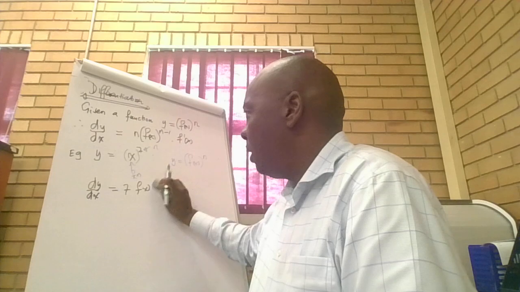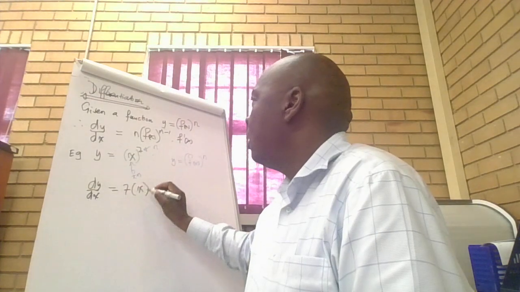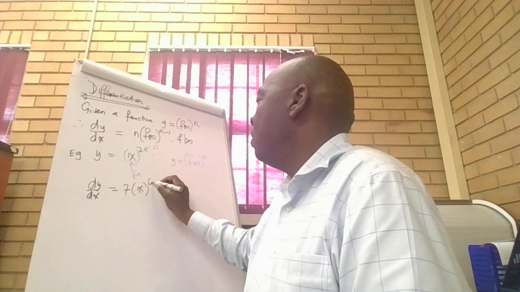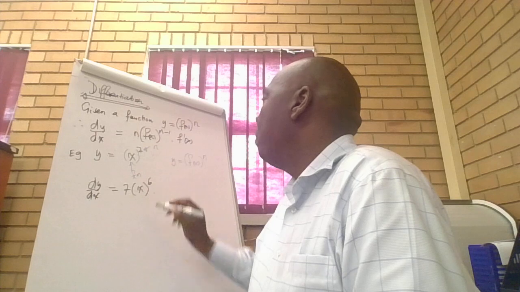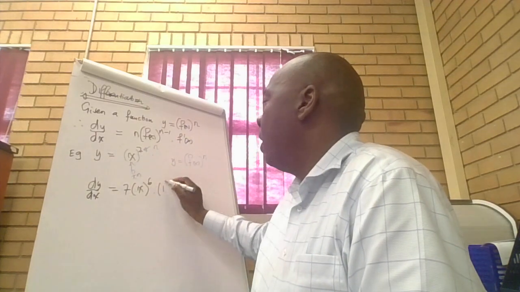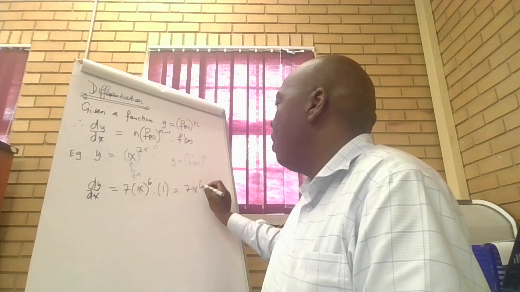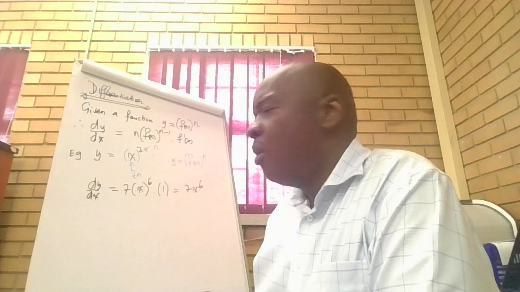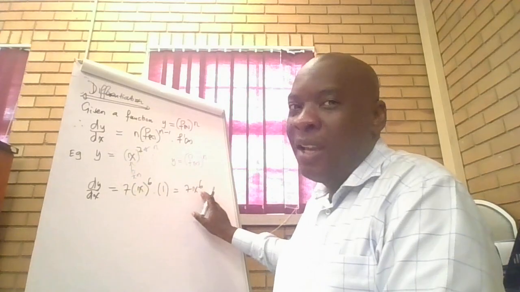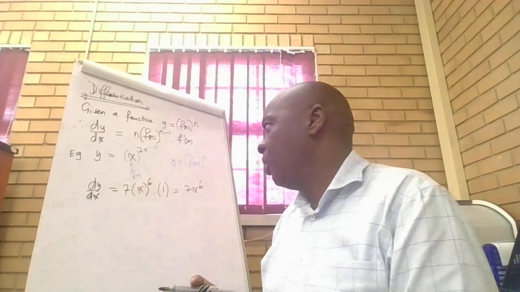What is my f of x? We know our f of x here is x, to the power n minus 1, which is 7 minus 1, which gives me 6. And we are multiplying by f prime of x. If we differentiate x, we get 1. So in a nutshell, this is the same thing as 7x to the power 6, which in the lower classes, you already know that if you differentiate x to the power 7, we get 7x to the power 6. So that's the basics of differentiation.